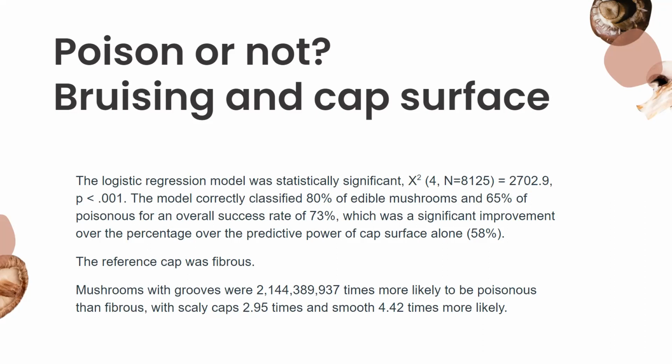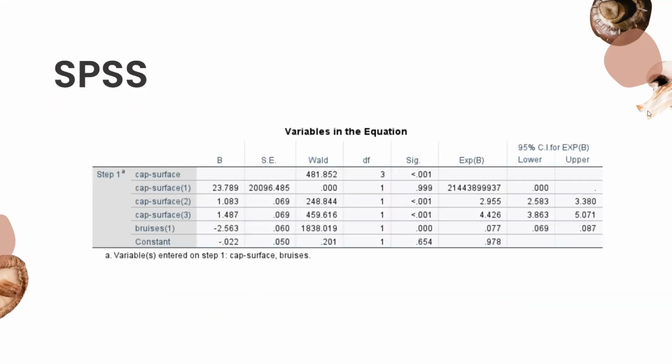My reference cap was fibrous, and this is where I ran this not 2 billion times, but it showed that mushrooms with grooves were 2 billion times more likely to be poisonous than fibrous. Scaly caps were 2.95 times and smooth 4.42. And here's my data, and the bruised or not bruised really seem to have no bearing on it.